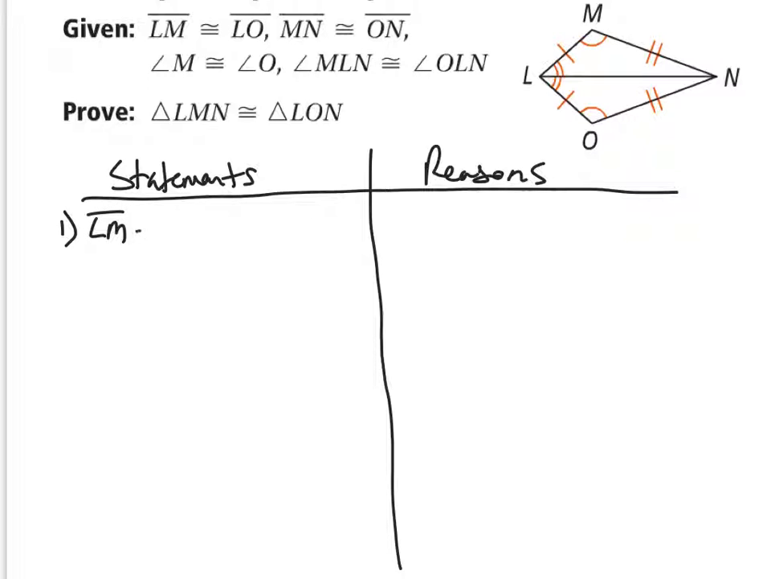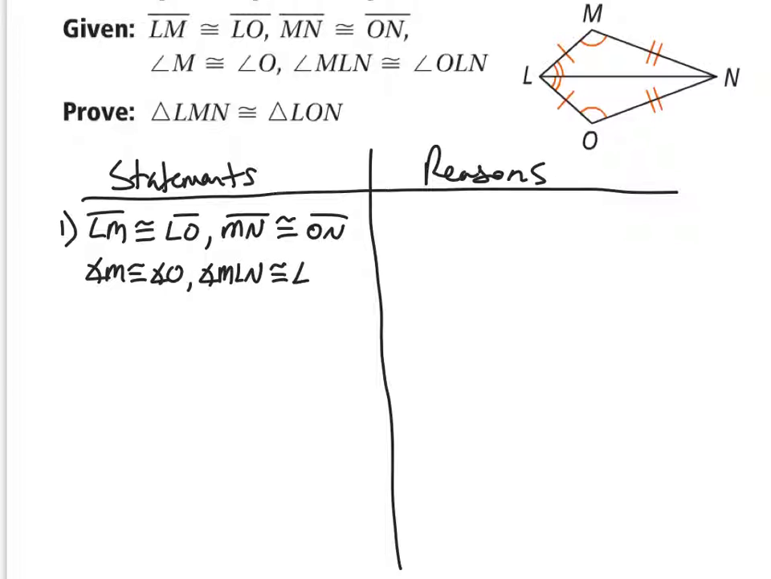So, line segment ML is congruent to line segment LO. We know line segment MN is congruent to line segment ON. We know angle M is congruent to angle O, and we know that angle MLN is congruent to angle OLN. All of that is given.